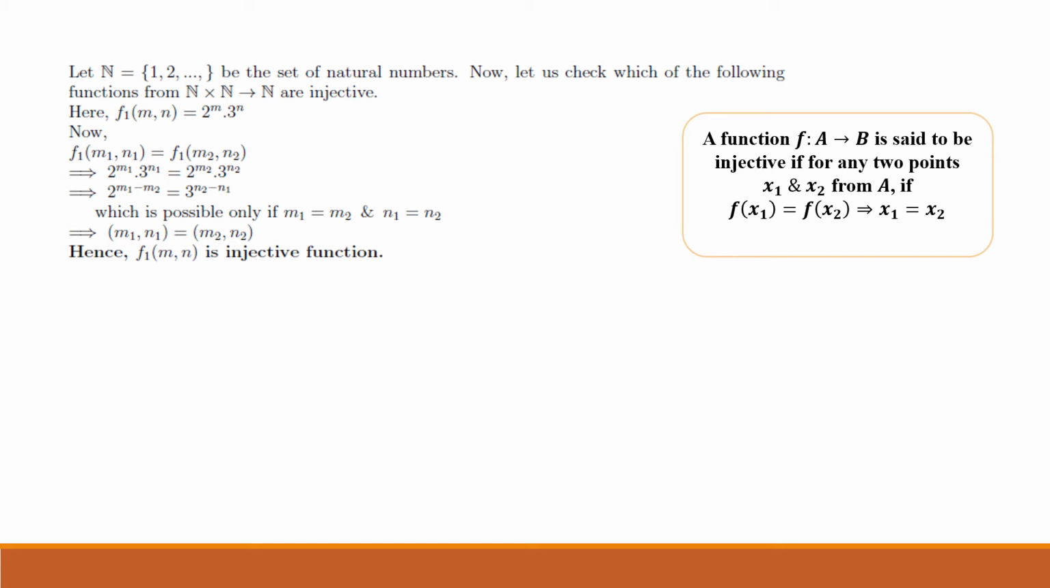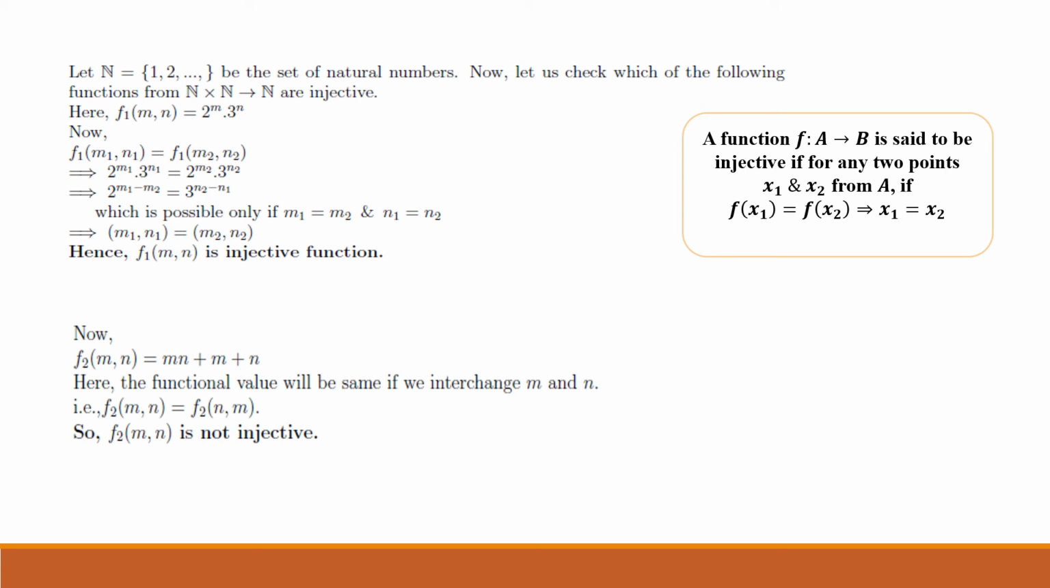Now use the definition: f1(m1, n1) equal to f1(m2, n2) gives 2 to the power (m1 minus m2) equal to 3 to the power (n2 minus n1). And this is possible only if m1 equal to m2 and n1 equal to n2. That means (m1, n1) equal to (m2, n2). So the original function is injective.